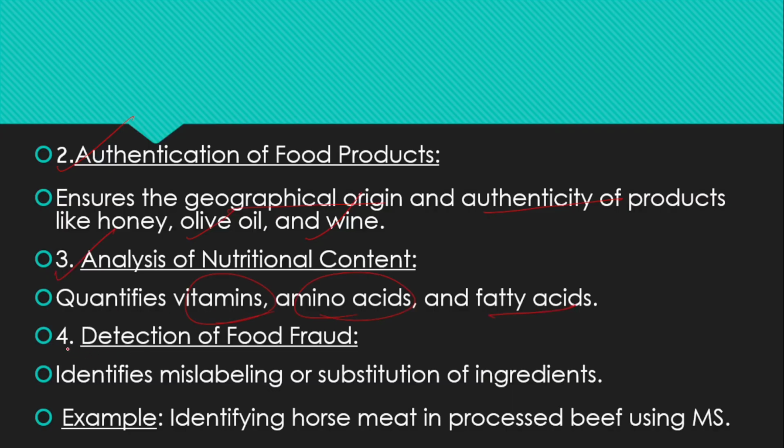Next one, mass spectrometry is used in the detection of food frauds. It identifies the mislabeling or the substitution of ingredients. For example, identifying horse meat in processed beef using mass spectrometry.